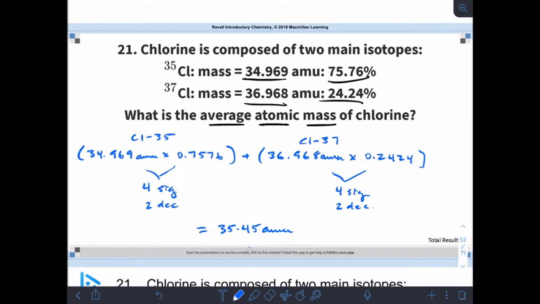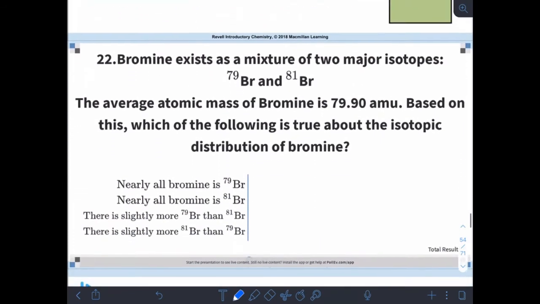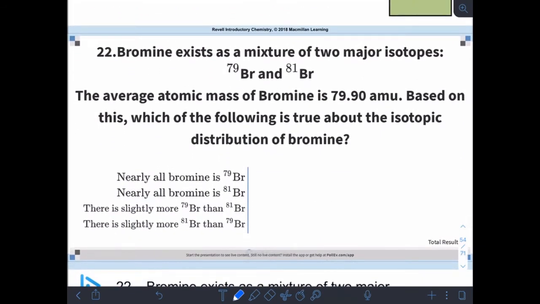The important takeaway from this process is that the average atomic mass is what we call a weighted average. It's a weighted average of all of the naturally occurring isotopes for that element. Let's check our work. 35.45 AMU. We are correct. All right, let's move on to question 22. Now I want you to go ahead and give the video a pause and see if you can reason this one out.